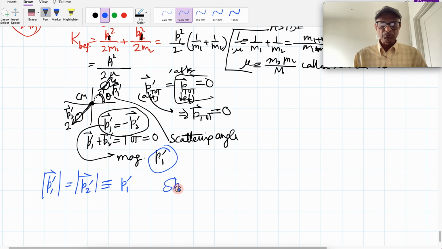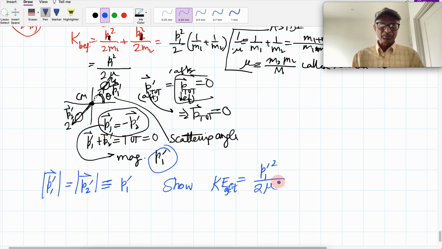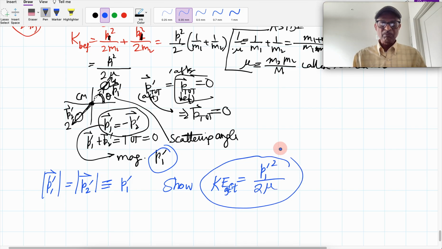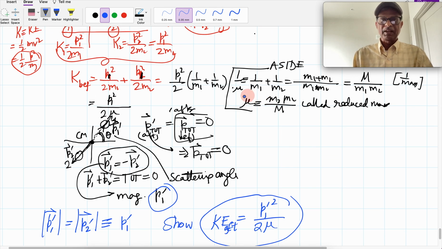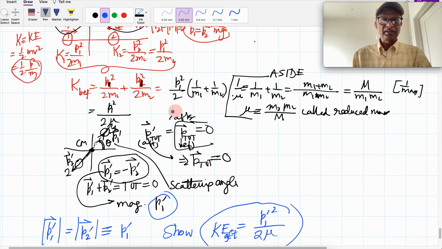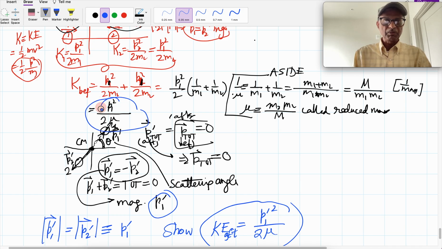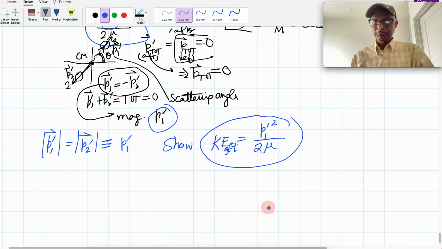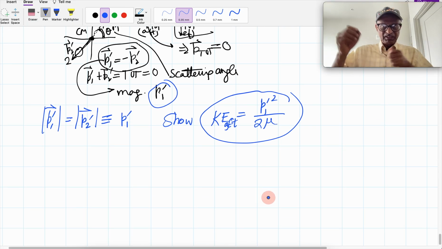So I'll just write down, show that the kinetic energy in the final, or after, is equal to p1 prime square over 2 mu. So it has the same formula as you had for kinetic energy before, except now you have p1 prime square here instead of p1 square. So momentum magnitude can change, but their directions are opposite, so they kill each other.